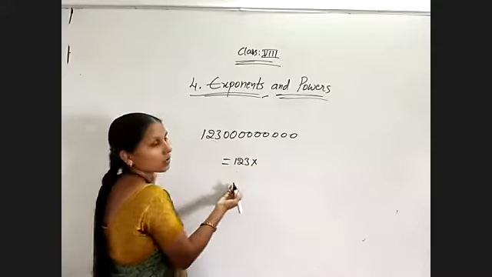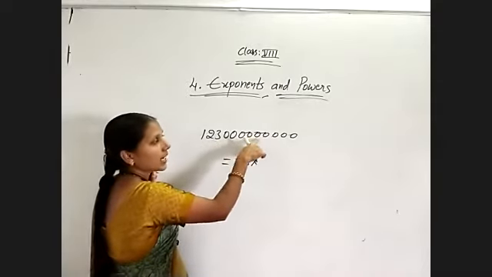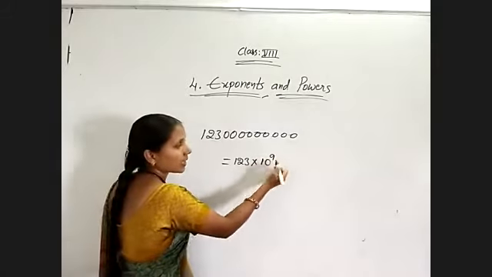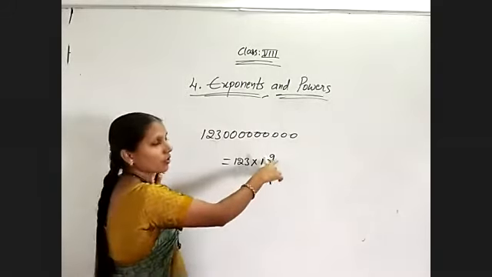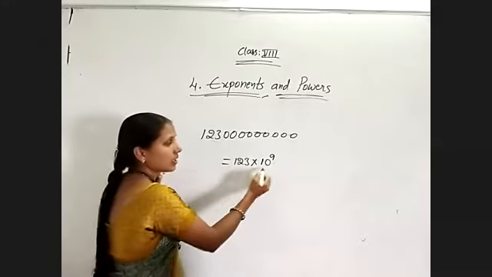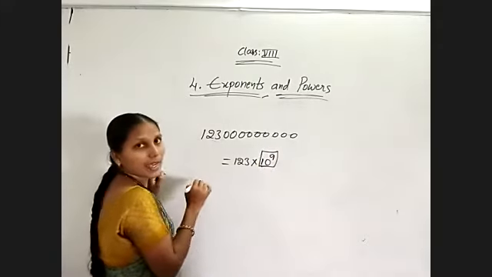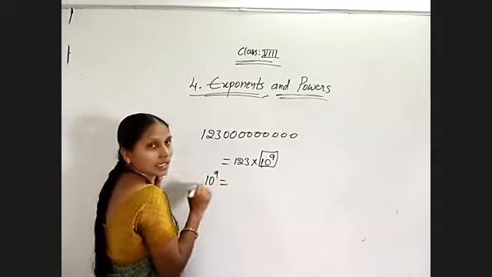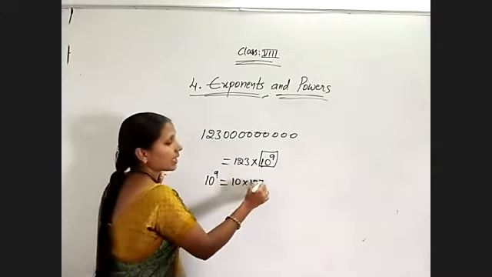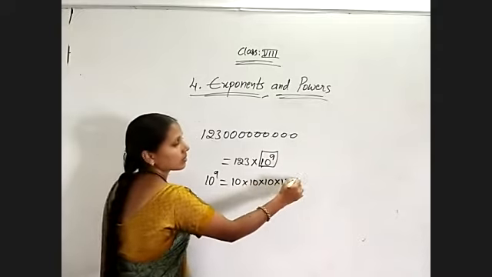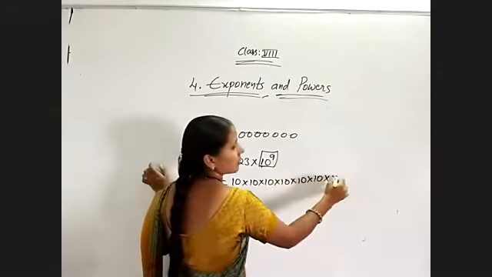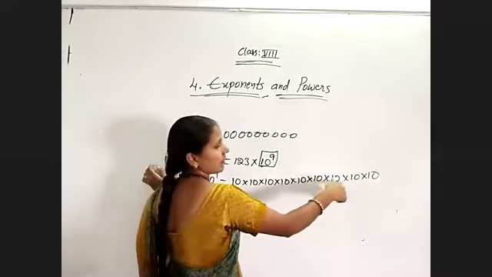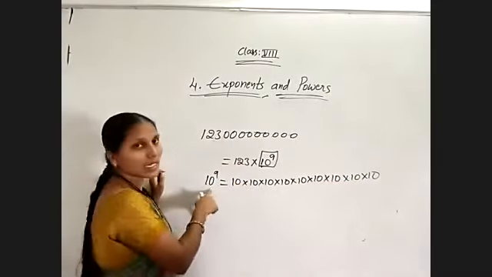123 into 1, 2, 3, 4, 5, 6, 7, 8, 9, 0, 7. That means 10 is multiplied 9 times, 10 to the power of 9. So, here 10 to the power of 9 is the exponential form. This actually means 10 is multiplied 9 times. One, two, three, four, 5, 6, 7, 8, 9. So 10 is multiplied 9 times.